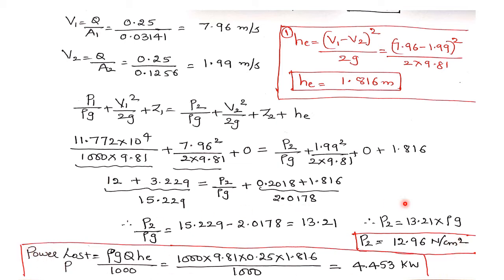So now this is the value of P2. Lastly, he has asked us to calculate the power lost. So power loss, that is P, is given by the formula rho g into Q into He divided by 1000. The density of water is 1000, g is 9.81, Q, the discharge, is already given as 0.25, into head loss due to sudden enlargement, which is 1.816 meter, divided by 1000. The simplification of this will be 4.453 kilowatt. So this is the formula to calculate the sudden loss of head due to sudden enlargement in the pipe.